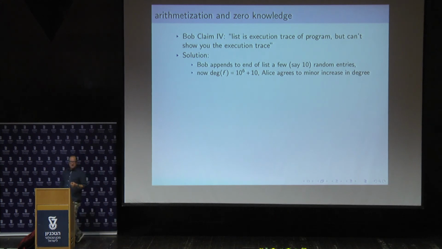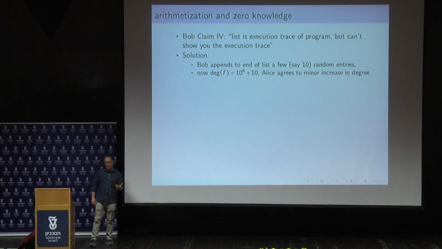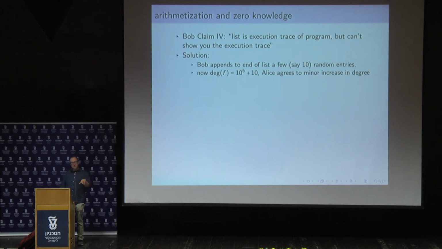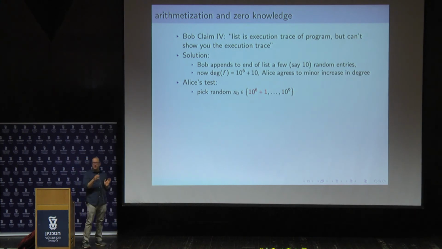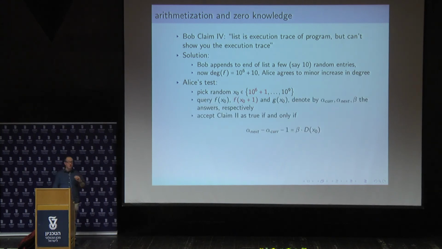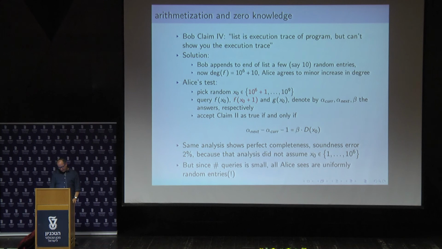So we have this notion that is very similar to what happens in Shamir's secret sharing paradigm, where the information payload didn't really change, but you have this auxiliary randomness that makes everything zero knowledge. And Alice's test, the only modification is she respects Bob's privacy and she doesn't read from the first million entries. And now everything works, including zero knowledge. Okay, good.